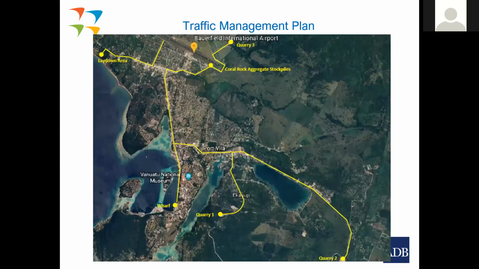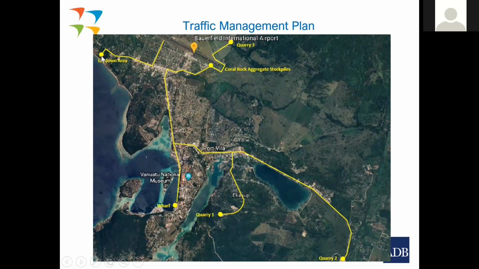And here he had to do a traffic management plan, because there were a number of quarries where he was sourcing coral aggregate. One was by the airport itself. Quarry 2 was quite a long way away from Port Vila itself, with trucks having to drive through Port Vila. Quarry 1 was a little bit closer to town, but again, the traffic had to go through town. And then, of course, there were materials and construction vehicles and various other materials that had to be brought in from the main wharf, and then transported through town to the site or to the laydown area.